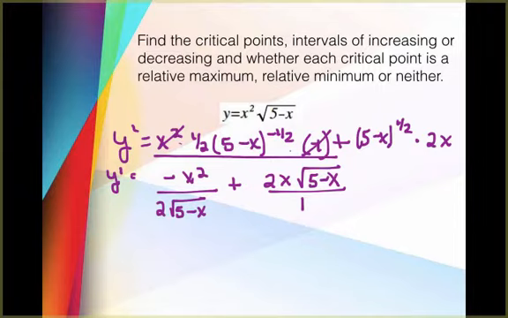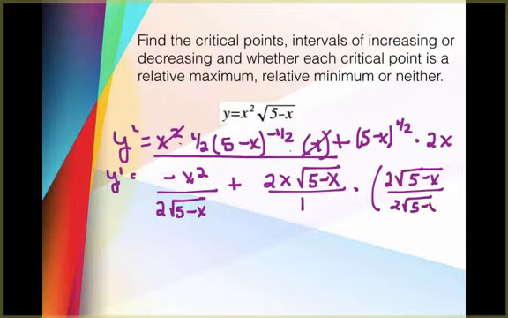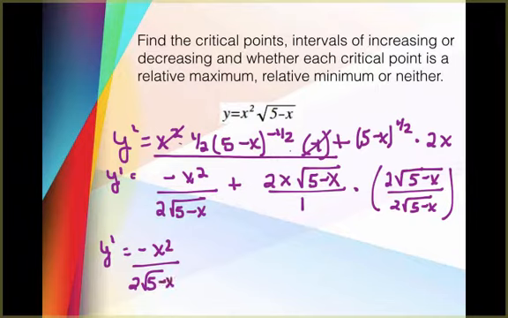So I'm going to get a common denominator, and I'm going to multiply the second fraction by 2 square root of 5 minus x in both the numerator and the denominator. So when I do that, I get my derivative to be negative x squared over 2 square root of 5 minus x plus 4x times 5 minus x over 2 square root of 5 minus x. But then we could go ahead and use the distributive property.